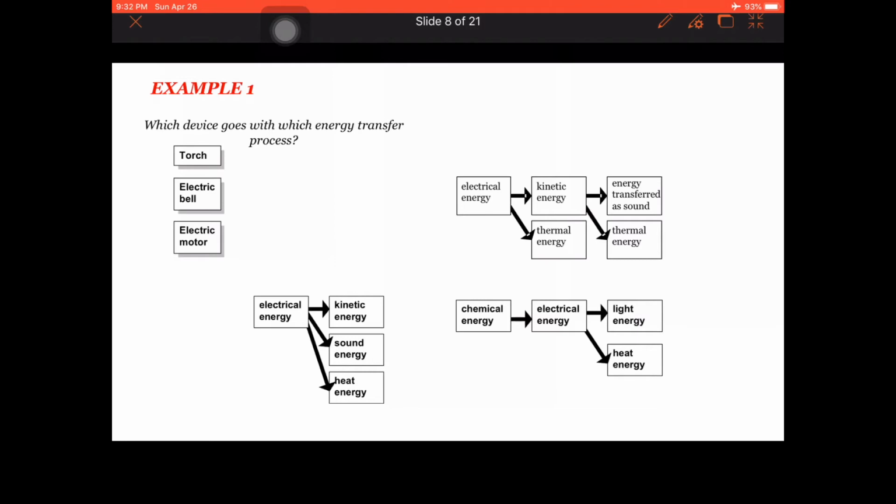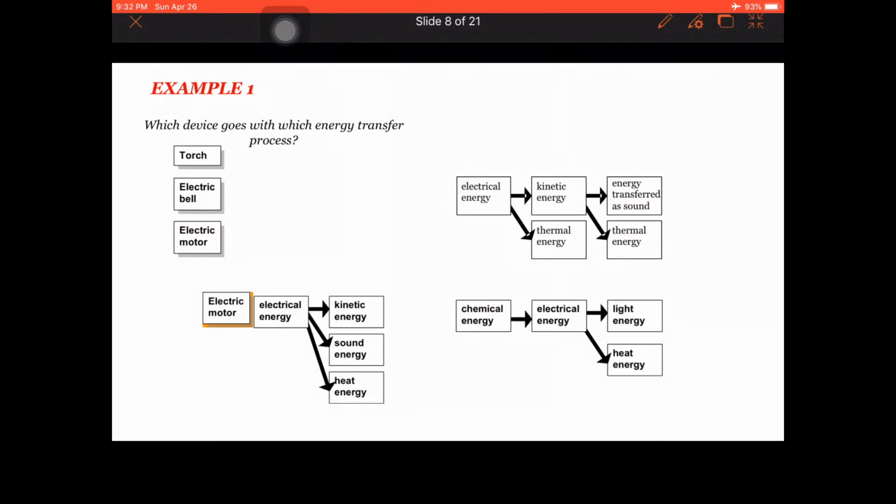So now we're going to find out what the answers are. First one, we have the electric motor. It's from electrical energy to kinetic energy, sound, and heat. Now you have to remember that heat here is like a loss of energy, but it's lost to the surroundings, so it doesn't mean that the energy is lost. It's just transferred to the surrounding area.